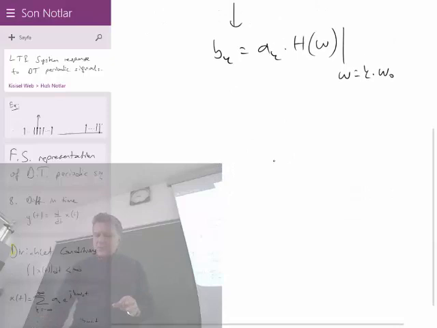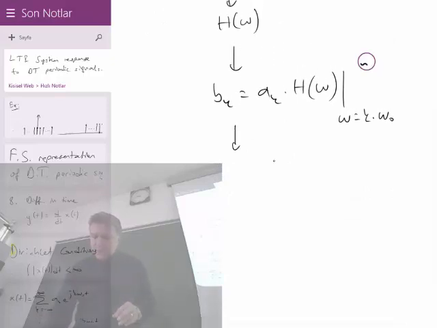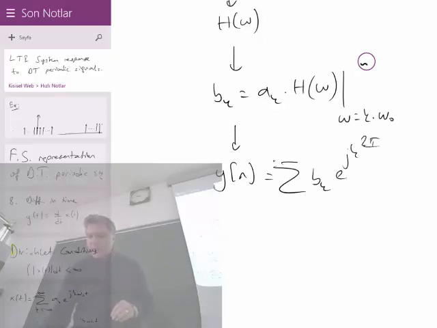And from those new bk's, you reconstruct y of n is equal to the sum of bk e to the j k 2 pi over capital N n. You just combine them to reconstruct y of n. That's the way we have to work.